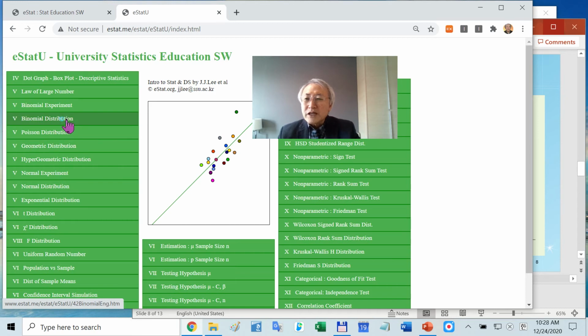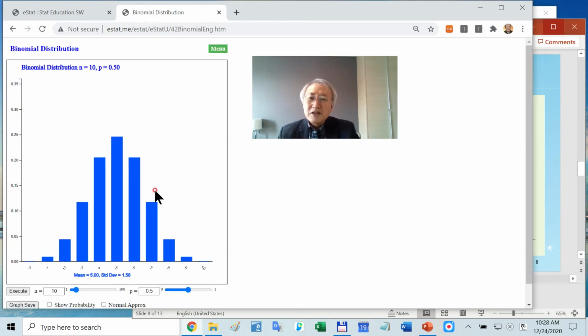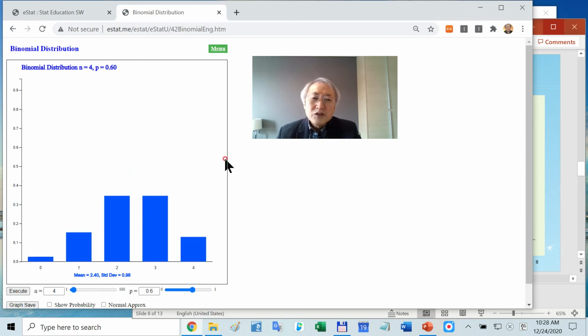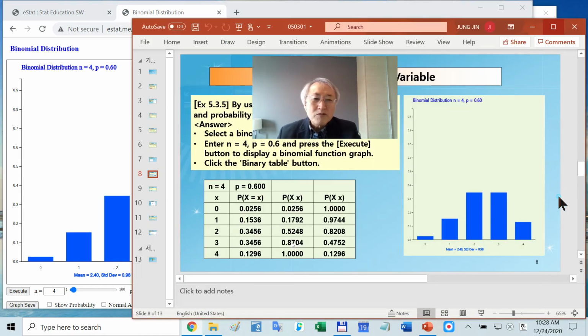Then how can you calculate a binomial probability? It looks like this. It's a default graph, but in our Tiger team case, we play 4 times. Then you type 4. Winning chance is 0.6. Click the execute button. It will calculate all the probabilities like this.